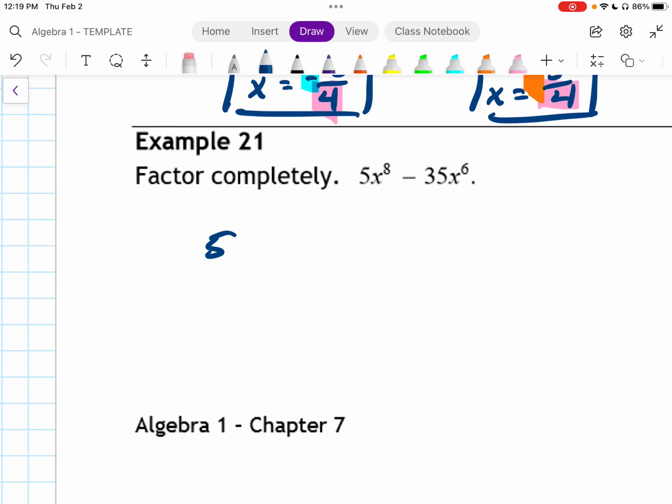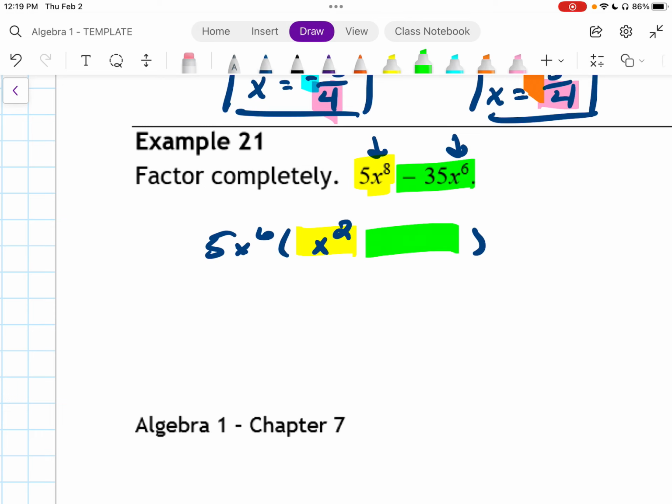And then the x's. One of them has 8, the other one has 6. So I want to pull out as many as I can. I'm going to pull out 6 of them. Now, in this first piece, I pulled out the 5, and I pulled out 6 x's. So that means there's 2 of them left over. So x squared is left over.